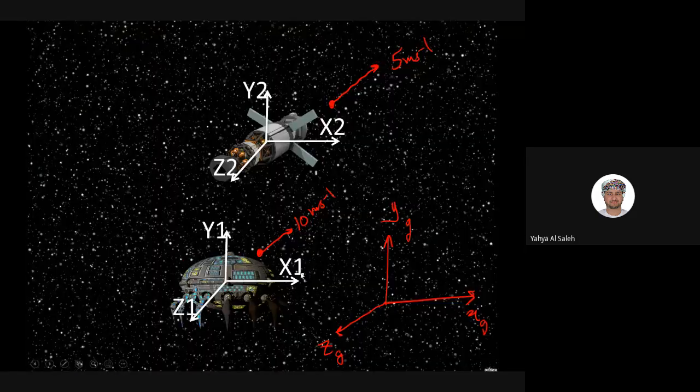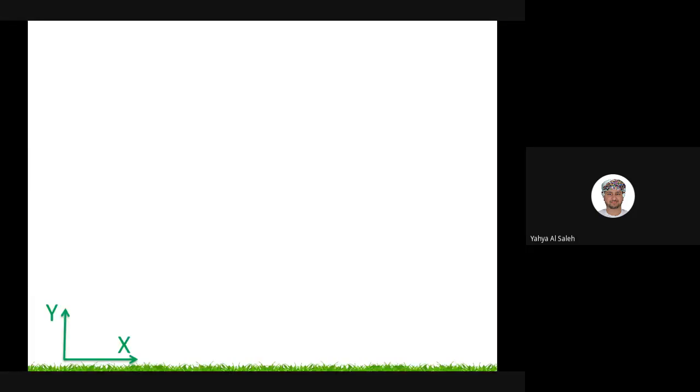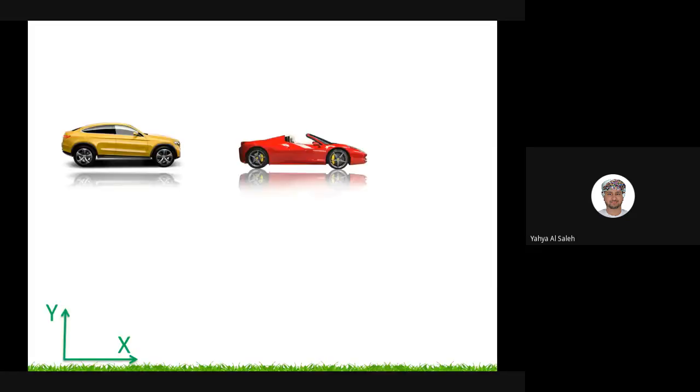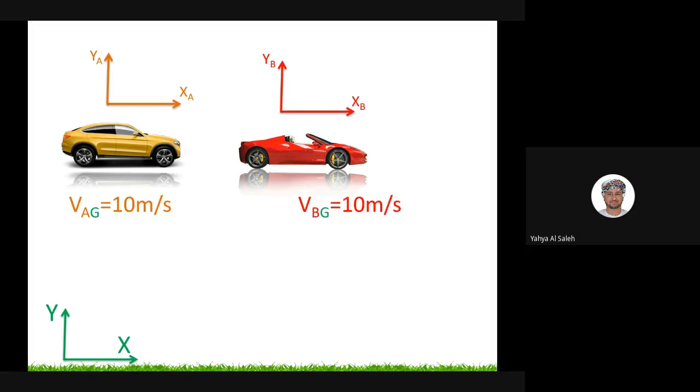Anyhow. All right. Let's say I have 2 cars, VA and VB. We have two cars, car A with velocity A, car B with velocity B. I'll make them look cool. One of them will be yellow, one of them will be red. The red one looks like a Supra, and the yellow one looks like a RAV4. Okay.